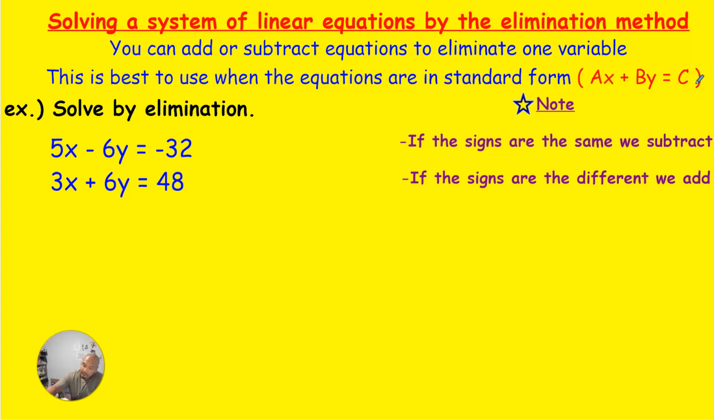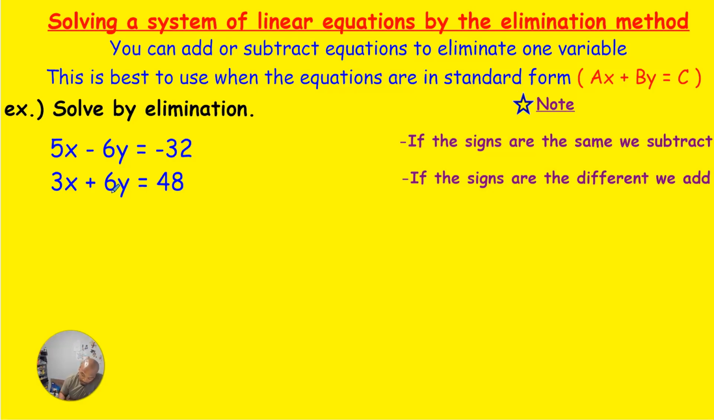Now, this little note over here, we're going to come back to it. It talks about if the signs are the same, we subtract. If the signs are different, we add. So first, we're going to take a look at this system of equations here. Basically, we want to find an x value and y value that will make both of these equations true. Now, we can't really solve for x and y at the same time, so we have to solve for one variable at a time. So we're going to use the elimination method to eliminate one of the variables so we can go ahead and solve for a variable.